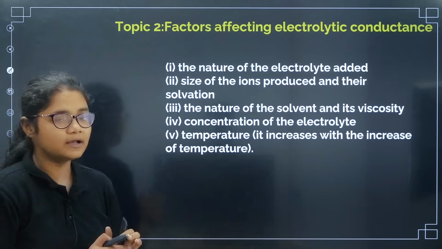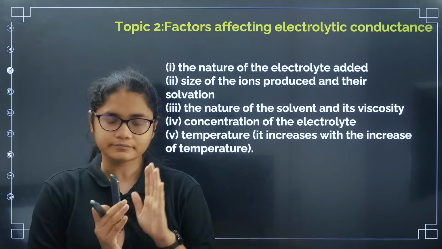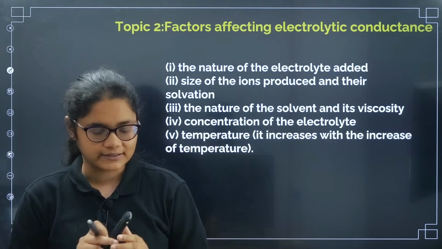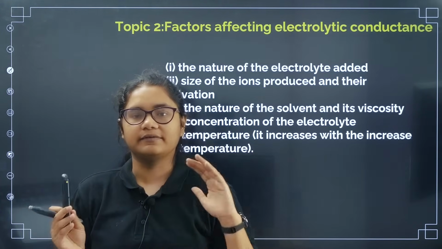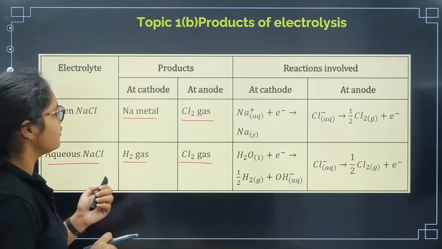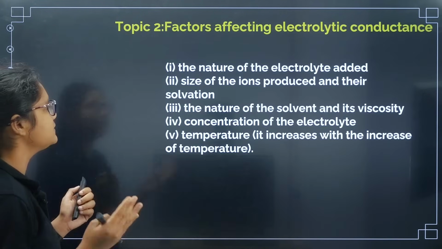Now coming to the next one, factors affecting electrolytic conductance. So we have completed the first types of cells, the galvanic cell and the electrolytic cell. In galvanic cells we got some formulas, in electrolytic cells we got some formulas. So in total we are done with 6 formulas within the cells. Now we will go to the next topic, that is conductance.